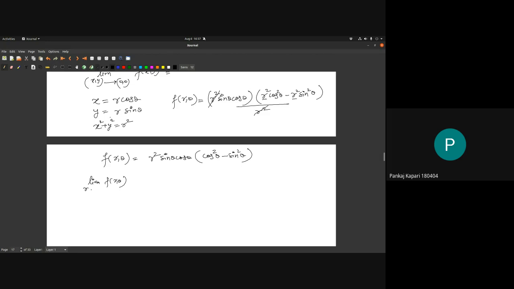R theta when r goes to 0, right? Why are we writing r goes to 0? Because you can see that x, y, and r satisfy this relation. So if x comma y approaches origin, if and only if r approaches 0, r becomes 0. Okay. So what is the limit?